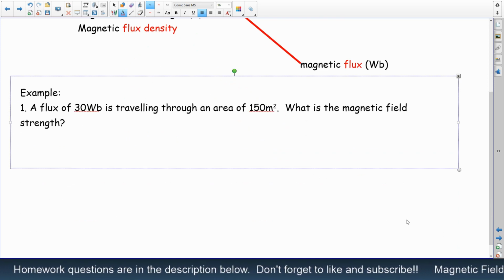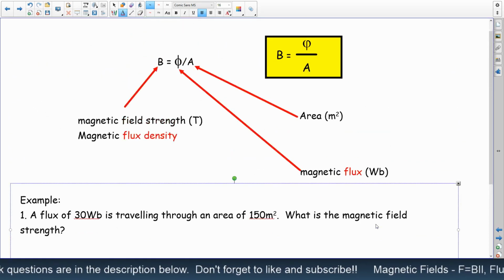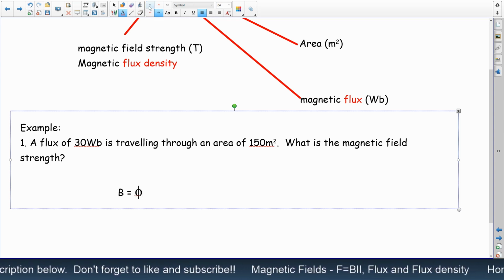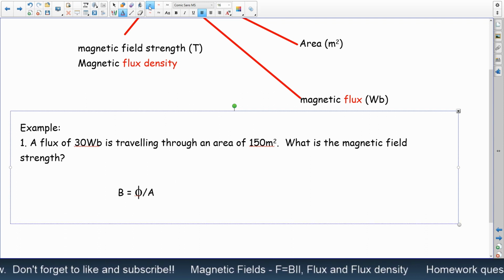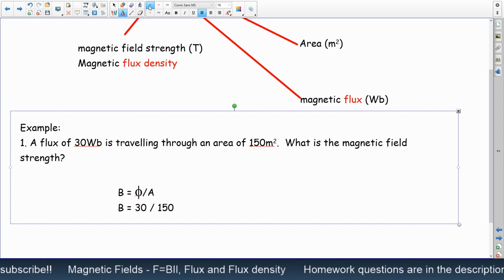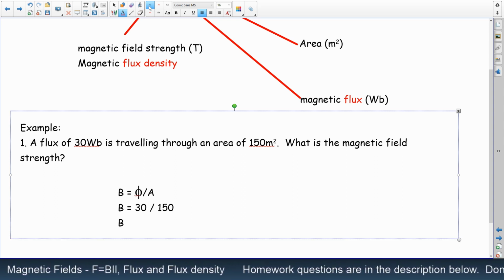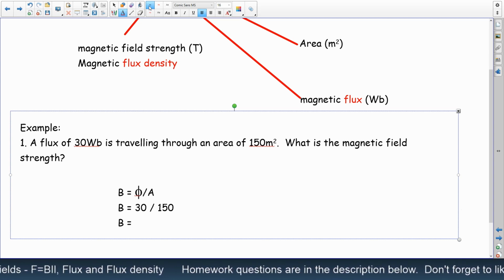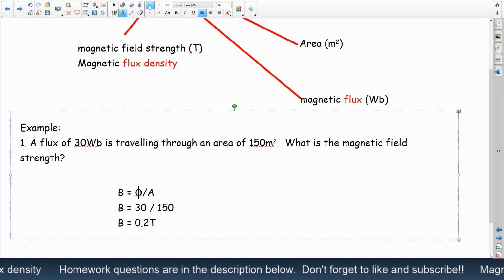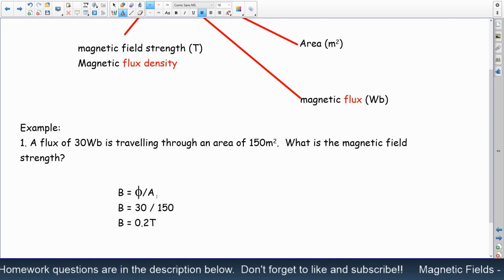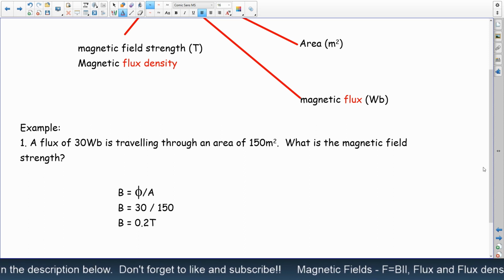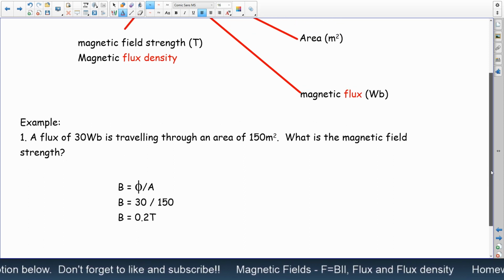The answer here is that we use B equals phi over A, so B equals phi divided by A. We'll pop our numbers in, so B equals 30 divided by 150. So B equals 0.2 Tesla. Job's a good one. So the magnetic field strength, or the magnetic flux density, is 0.2 Tesla in this one. And I think that's quite enough concepts for today, so we'll wrap it up on this one.